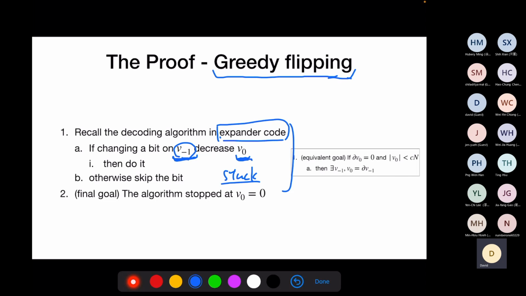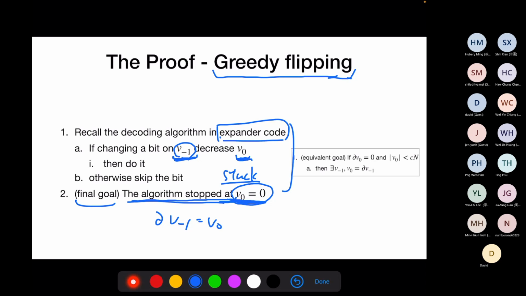And so the question is, when is the stopping point? Ideally, we want to stop at v0 equals 0, because in that case, that means we found a v-1 which, when we apply the boundary map, becomes v0. So the new goal is to make sure that the algorithm always succeeds, in the sense that the point where it is stuck is only the case where v0 is already empty, and that means there's nothing more to decrease.